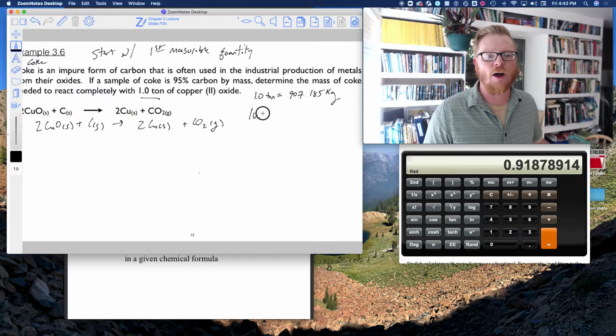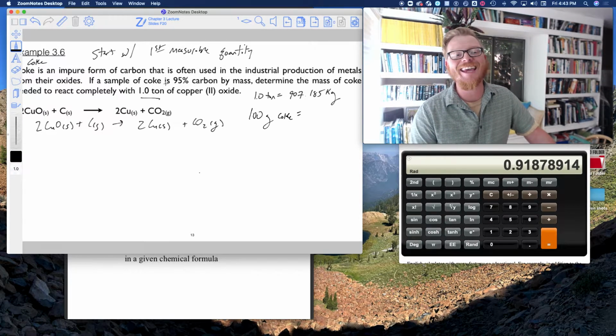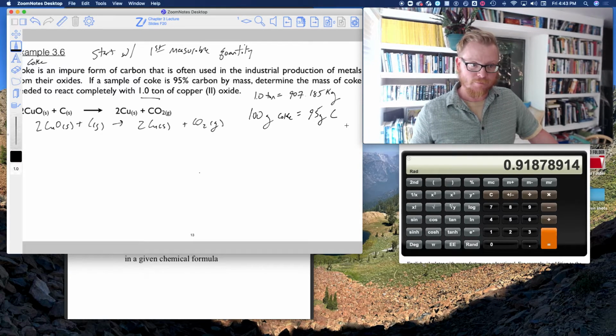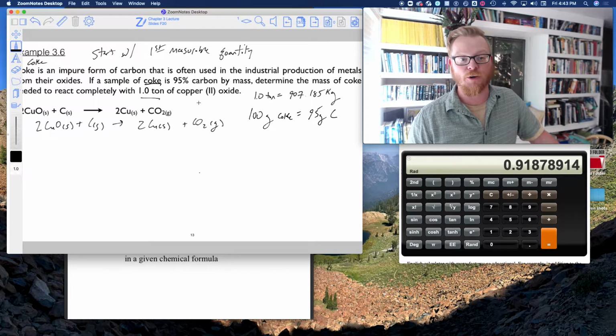Okay, if I had 100 grams of coke, a sample of coke that is 95% carbon by mass, then I would have 95 grams of carbon and 5 grams of some other stuff. I don't know what it is, I don't care. Doesn't matter. So this is going to be really challenging for a lot of us to work out. Always start with the starting thing, which is coke. If I have 100 grams of coke, it would be 95 grams of carbon and 5 grams of impurities.